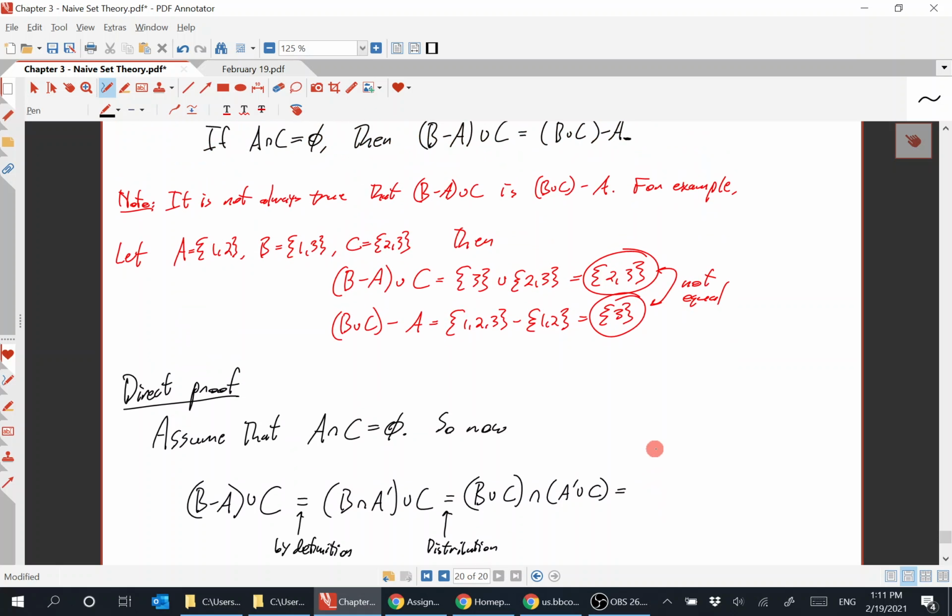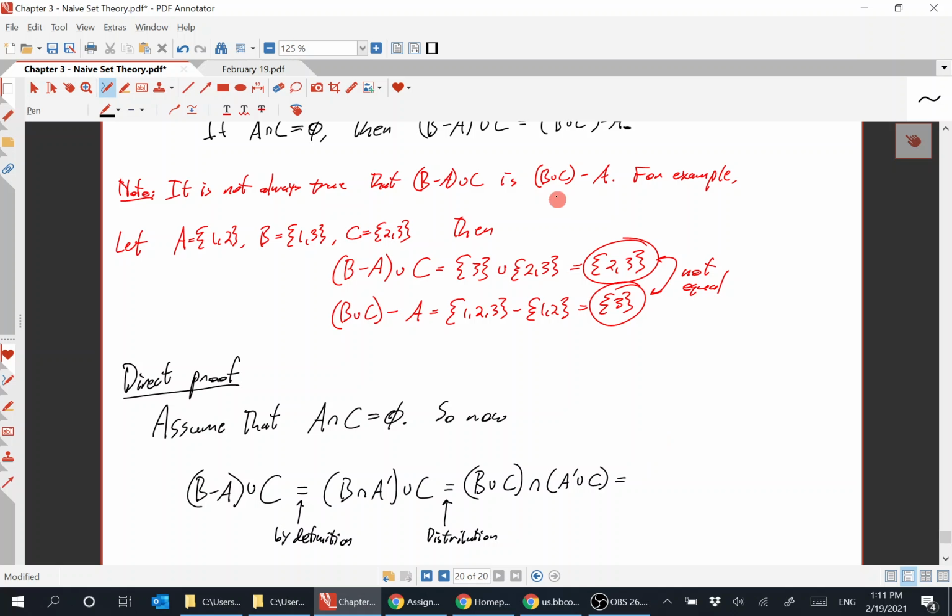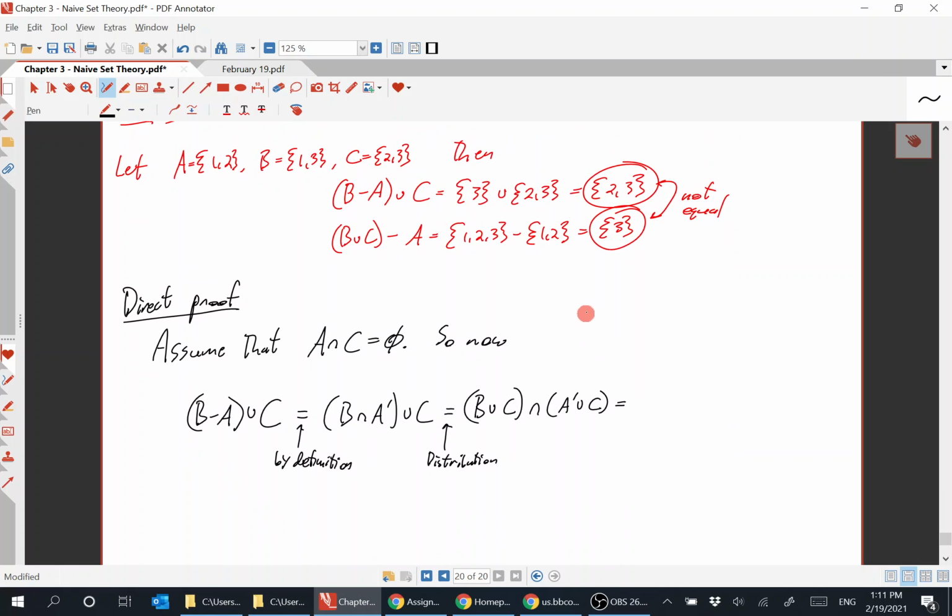Let's see, maybe if we go the other way, B union C. So this is B union C intersection A naught. So it's C intersection A naught union B intersection A naught. Yeah, unfortunately. Okay.